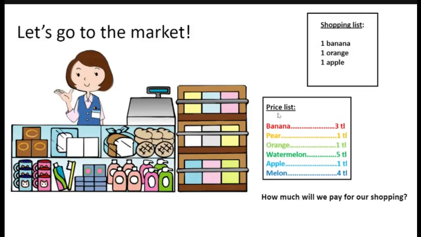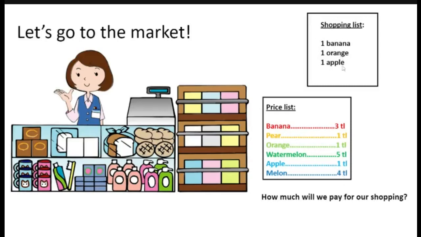Let's look. We have a price list here with fruits. Banana, it costs 3 lira. Yes? One pear costs 1 lira. One orange costs 1 lira. One watermelon costs 5 lira. One apple costs 1 lira. And one melon costs 4 lira.